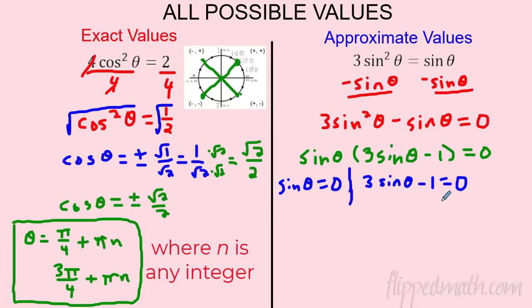I can add 1 to both sides and divide by 3. So I'm going to kind of skip some steps there. I hope that's cool. Add the 1, you get 1, divide by 3. We're really looking for when does this sine equal 1/3.